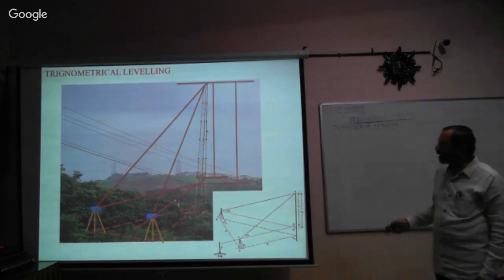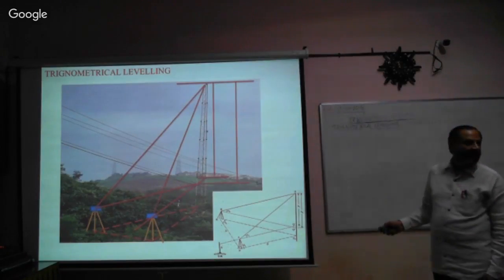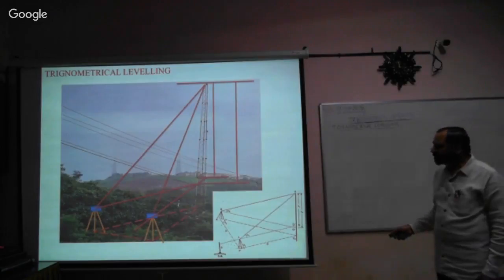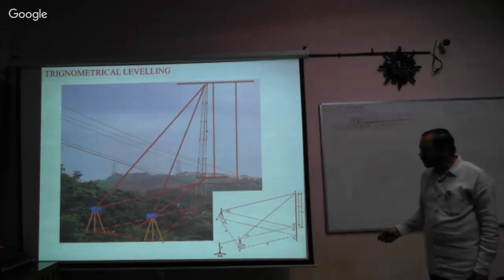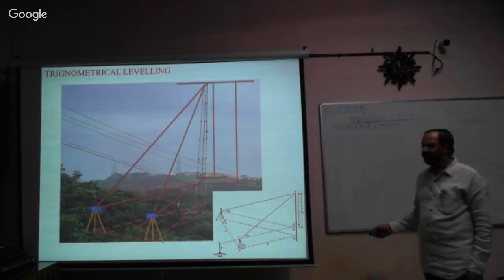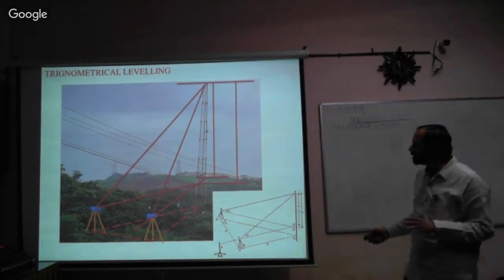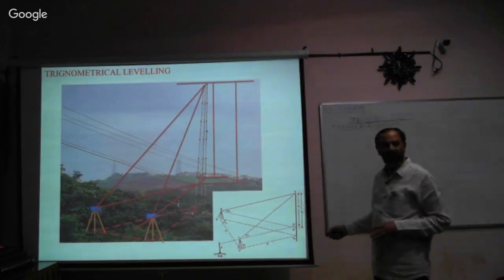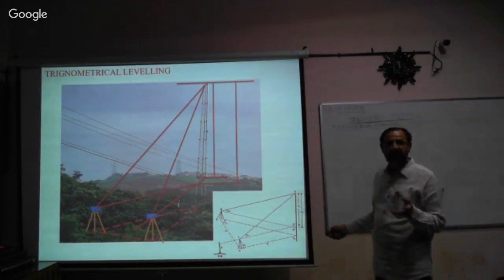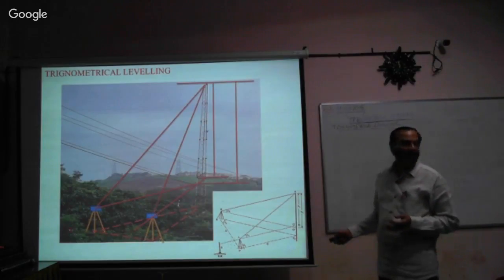Measure the vertical angle, and from the second station, measure the vertical angle. Now solve this triangle. When you solve this triangle on the ground, theta 1 is known, theta 2 is known, and theta 3 can be computed. Theta 1 is measured, theta 2 is measured, and theta 3 is 180 minus theta 1 minus theta 2.